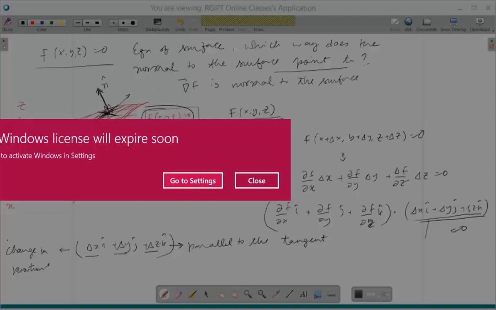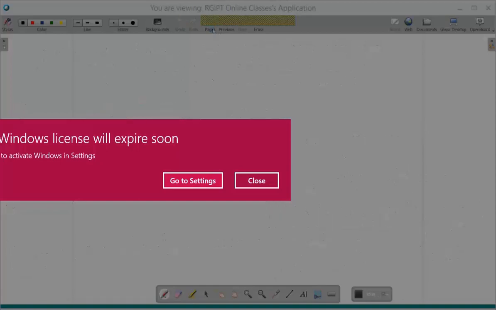And this is the tangential direction, and this dotted with this vector is 0. That defines that this has to be parallel to the normal vector. Therefore this is nothing but del f. So del f is always parallel to the normal vector at any point on a surface, right?